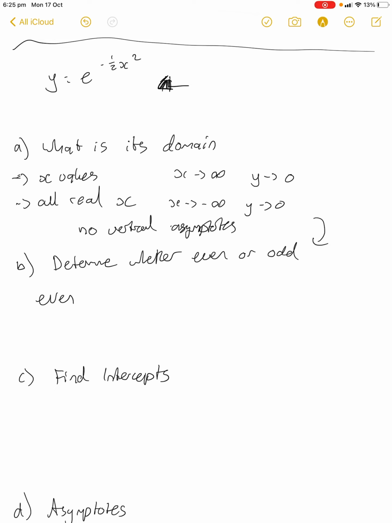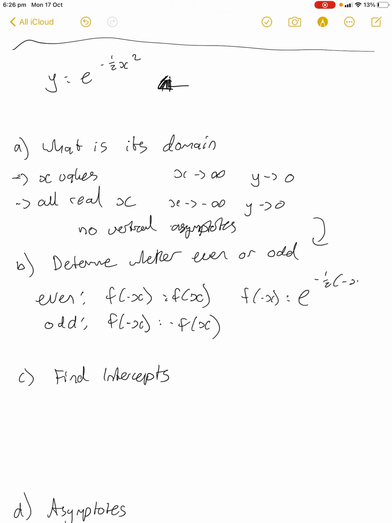Determine whether it's even or odd. Remember, if it's even, then f of negative x is equal to f of x. If it's odd, f of negative x is equal to negative f of x, which means I can factorize a negative out of the function. So let's take a look at this one. Let's put in f of negative x. I'm going to put negative x in there, negative x squared. And lo and behold, look what's going to happen.